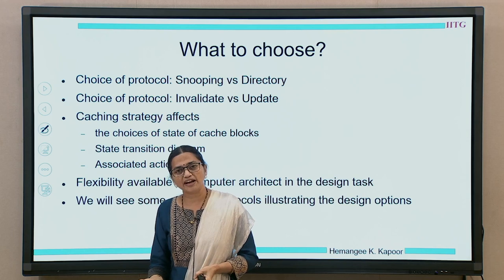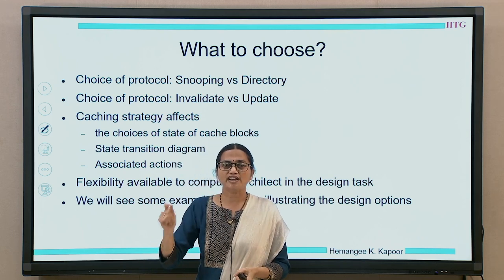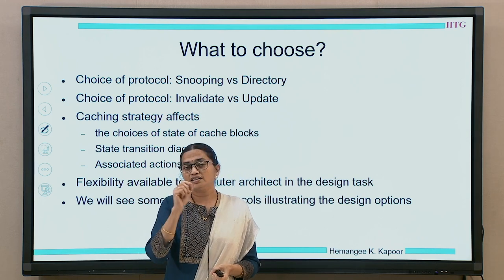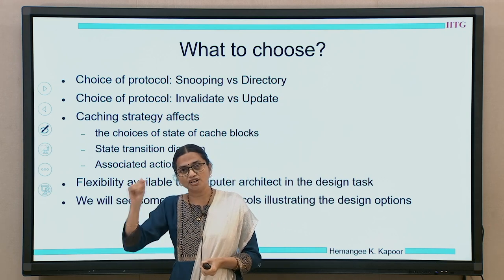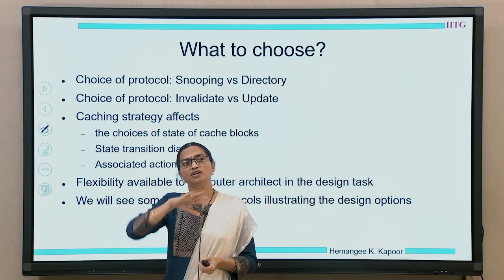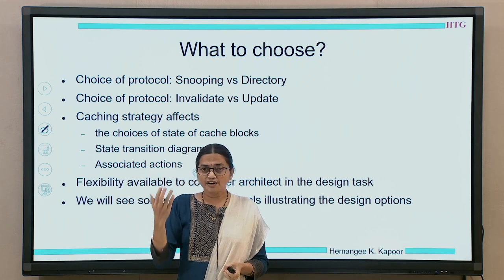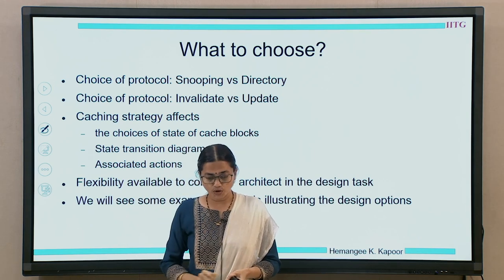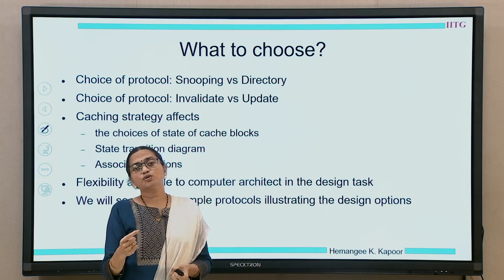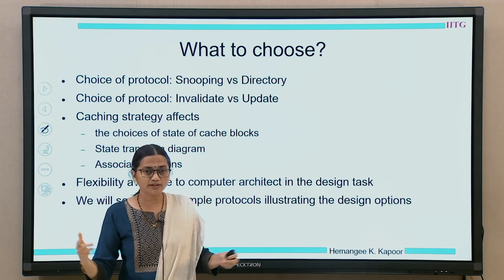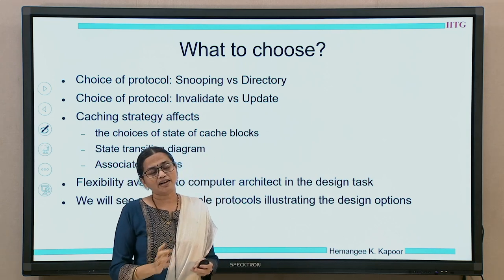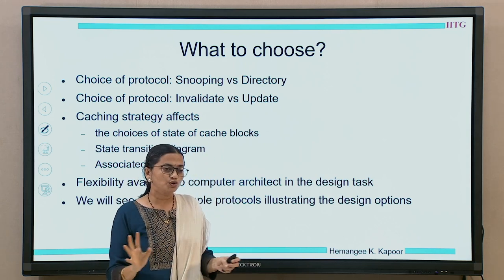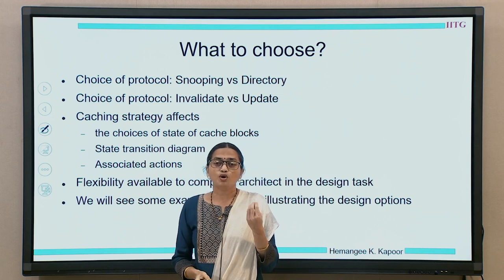Depending on the type of caching strategy, the state of the cache blocks will be different, and the states of the cache block will decide the transition diagram, because the finite state machine, which we were drawing in the previous lecture, all the states will be different depending on the type of cache you are doing. Then the states will also decide the type of actions to do, right? So the design space is quite large, and definitely the computer architect has got lots of flexibility to do this. However, there is no one good solution.